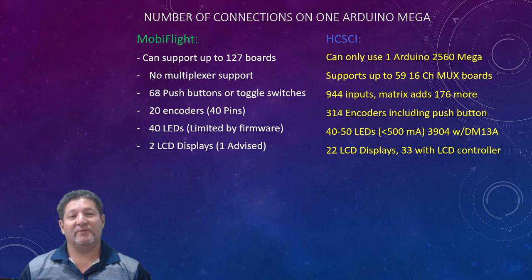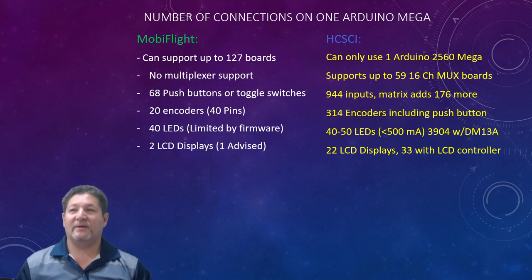Now, with MobiFlight, you can have two LCD displays per Mega board, but only one is advised because they say it uses a lot of CPU cycles or a lot of memory, I guess, on the Arduino itself. So even though you can connect two, they really recommend that you connect only one. So imagine if you want to have six LCD displays, that's already six Arduino Megas. If you buy the real ones at $40 each, that's $240 just in Arduinos. Ay, ay, ay.